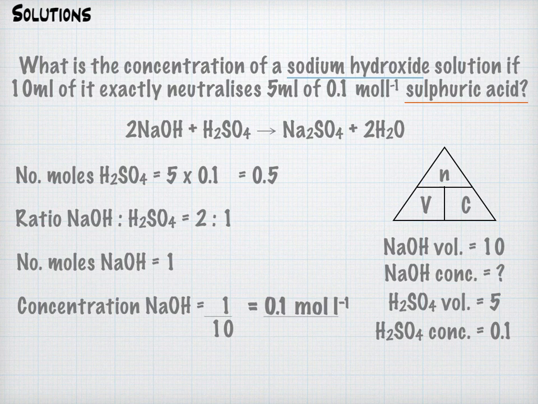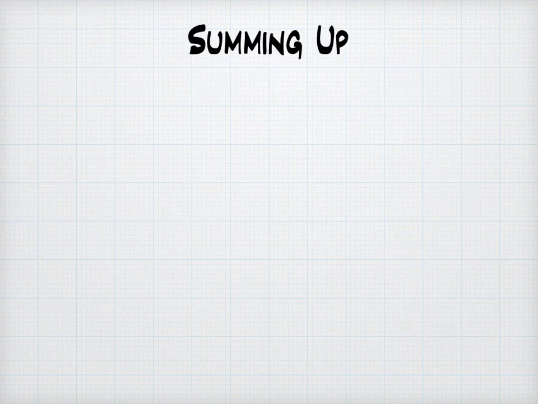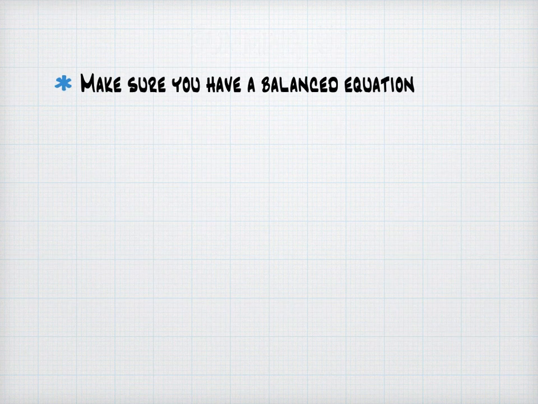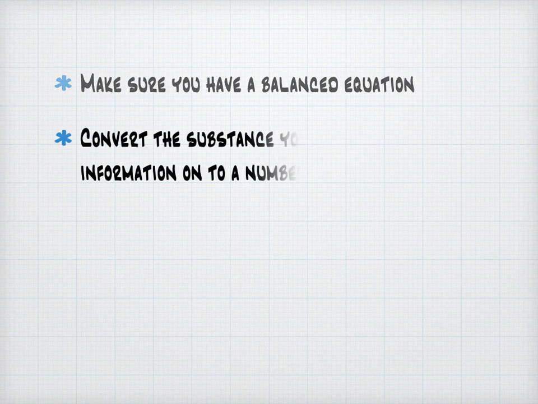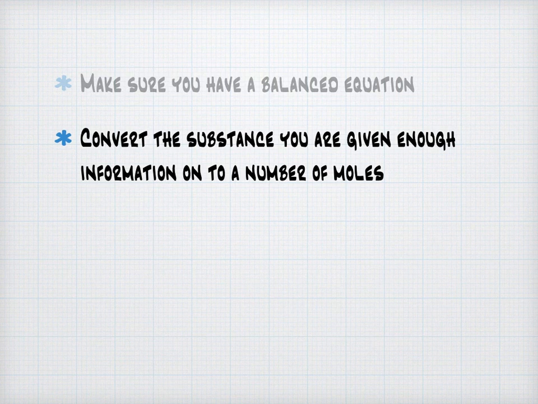As always, practice, practice, practice. That's what really gets you home and dry on these types of calculation. The more of them you do, the easier it'll get. Okay, to finish up, you have to have a balanced equation, so make sure you've got that. Then you convert the substance you're given enough information on to moles. So in a mass question, it's the one you're given the mass of. In a solutions question, it's the one where you've got both the concentration and the volume, because these are the things you need to convert to moles.